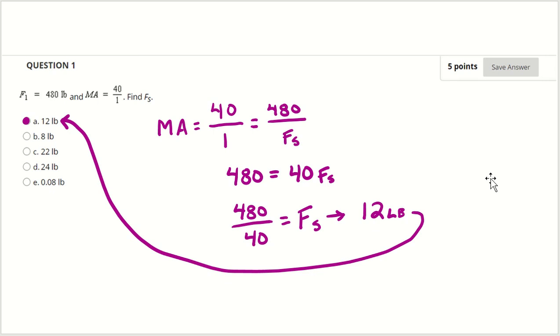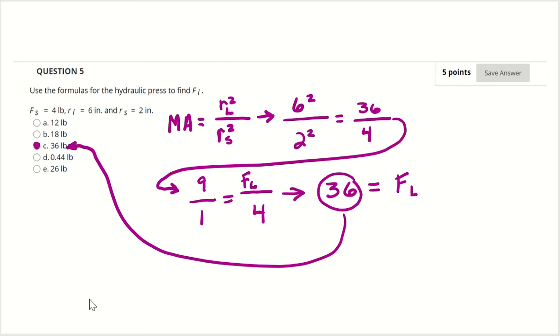This is question number 1 of the quiz that you're getting ready to take. It says that force large is 480 pounds and mechanical advantage is 40 to 1, 40 over 1. We're going to find force small, F sub S. If the mechanical advantage is 40 over 1, the large force is 480. We're trying to find the small force. If we do the multiplication here, 1 times 480, 40 times force small, it's 480 is equal to 40 Fs. We divide both sides by 40. We find that Fs is 12 pounds.